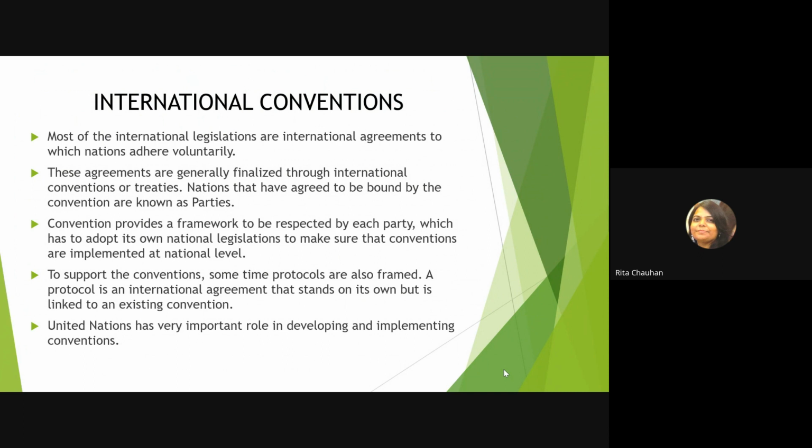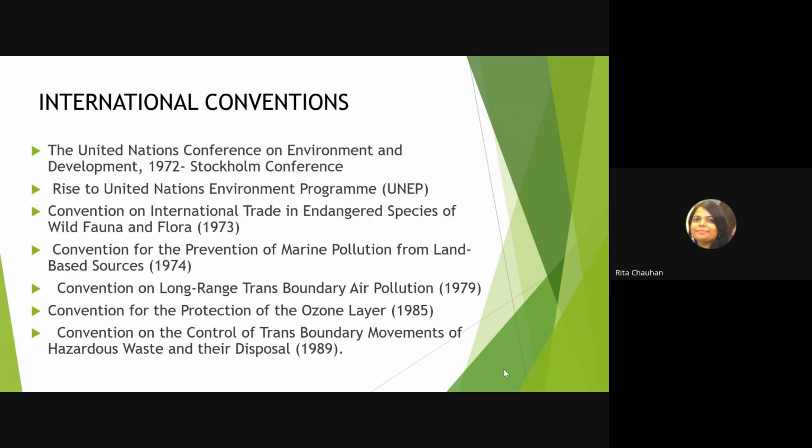In this, the countries are made to have an agreement, and they become party to those conventions. The individual country signs the agreement and becomes party to these conventions. Under these conventions, protocols are also framed. These protocols are basically international agreements that stand on their own, but are linked to the existing convention. All the international conventions are developed and implemented by the United Nations. So let us understand what these international conventions are.